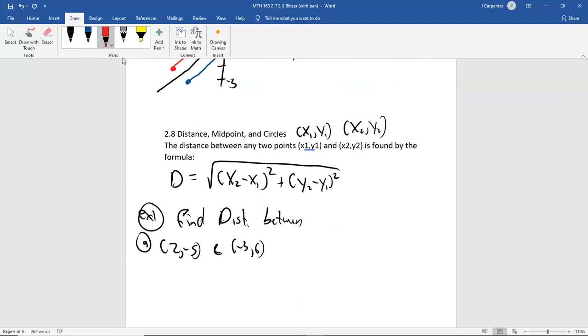All right, so if you want to label these, the 2 would be your x1, the negative 5 would be your y1, or I could call both of those 2's, it wouldn't really matter. This would be your x2 and your y2.